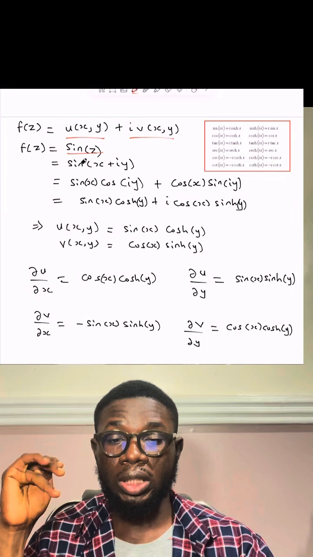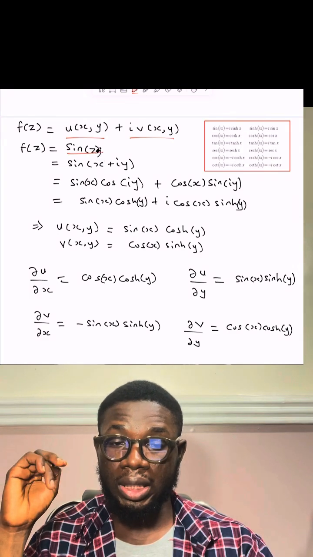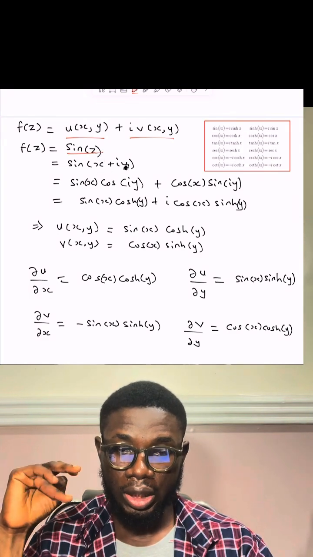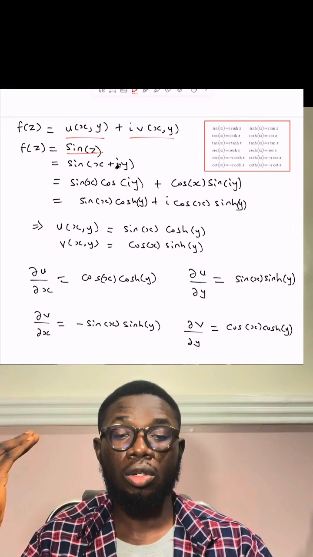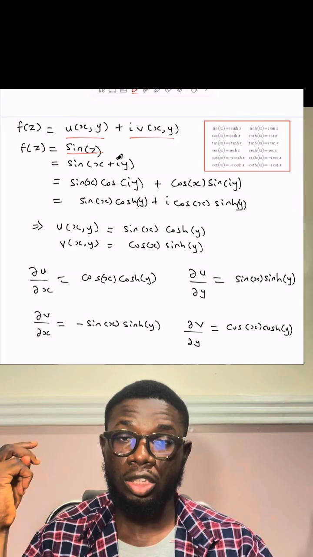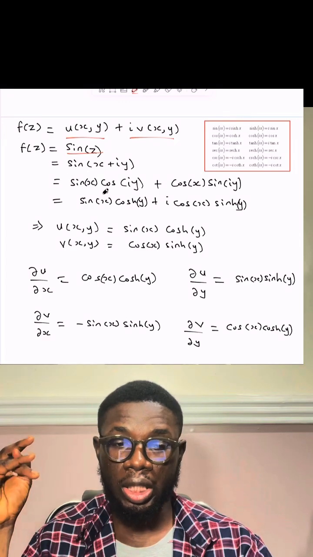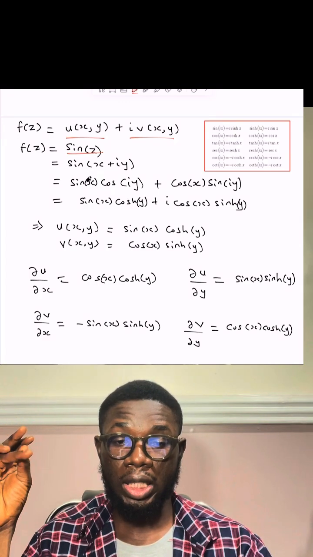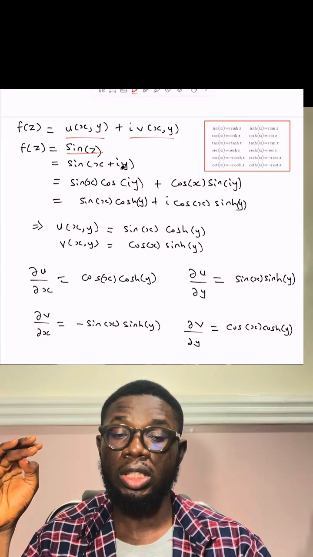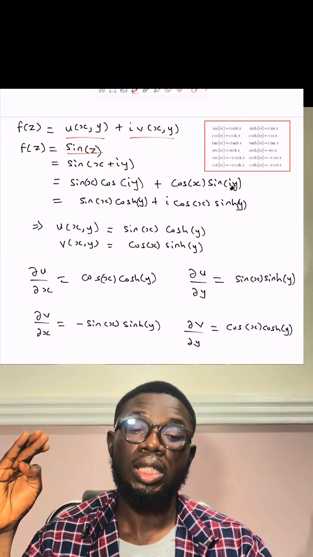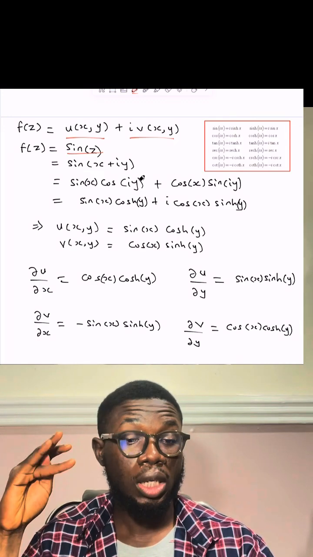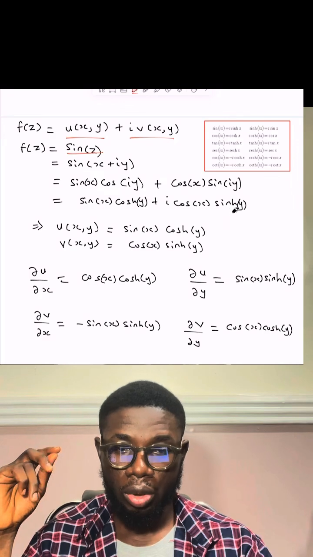The first thing is that I'm writing my z as x plus iy, as you can see. Then you apply your sum rule for sine. You know, sine of a plus b is sine a cos b plus sine b cos a. This is what I'm applying here, so that will be sine x cos iy plus cos x sine iy. This is just me applying the sum rule.